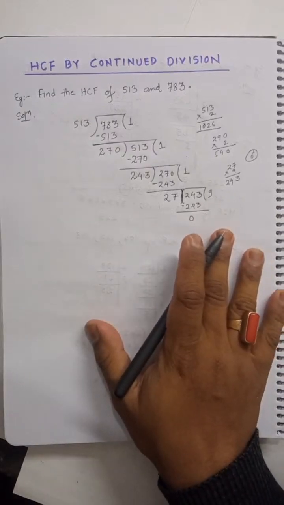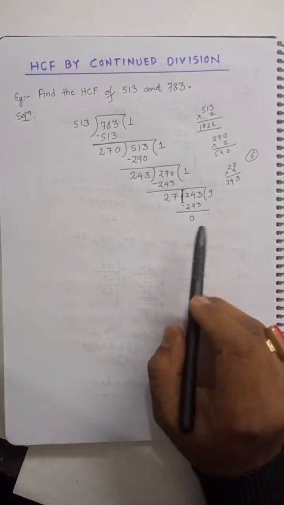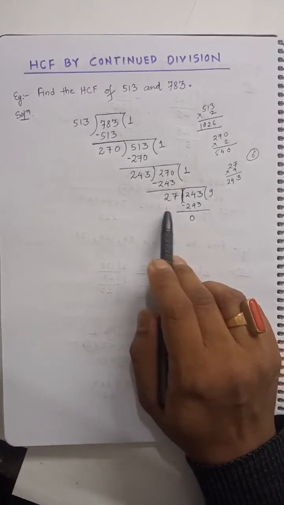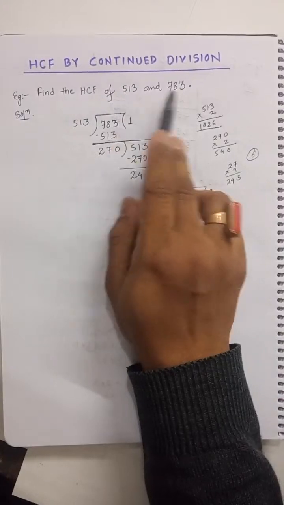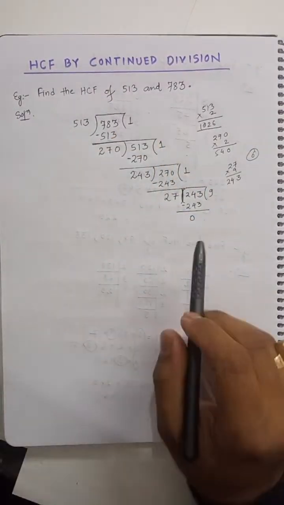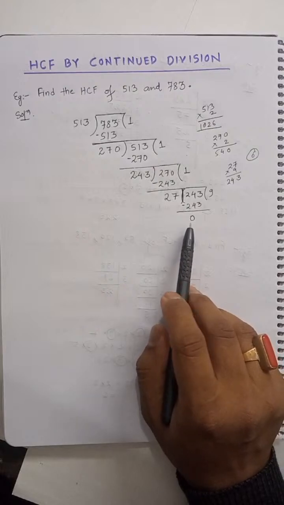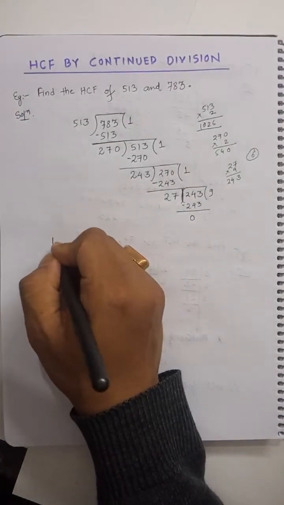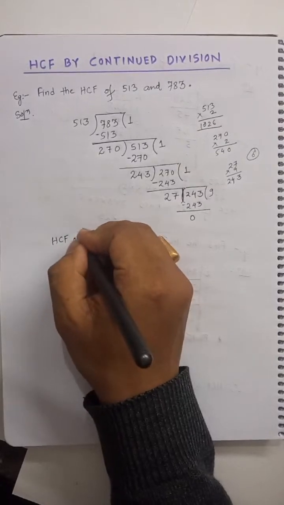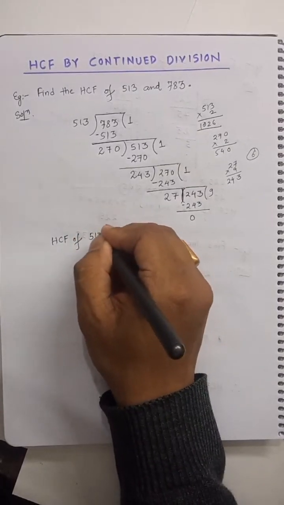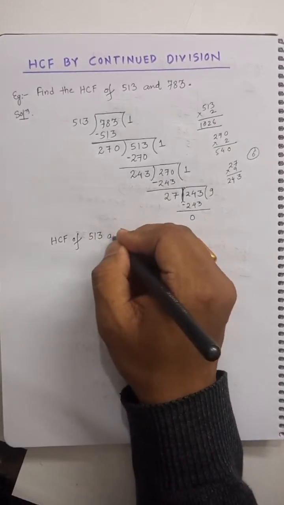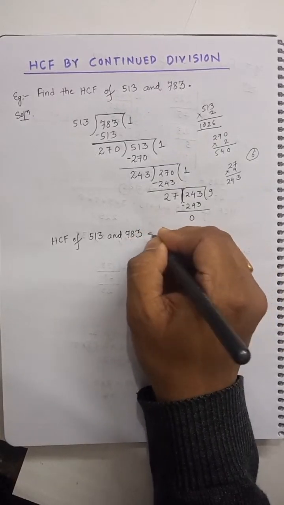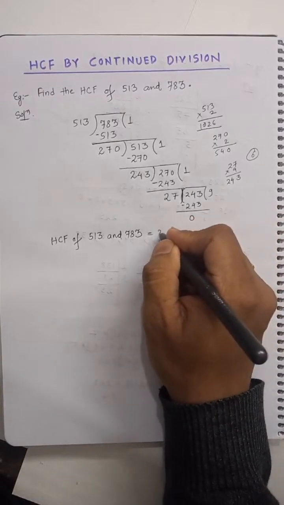Now what will be our HCF, or the highest common factor? The point where the remainder becomes 0, we have a divisor. So this divisor becomes the HCF of the two numbers. Okay, let me repeat it. The point where the remainder becomes 0, the divisor becomes the HCF of the two numbers. Okay, so HCF of 513 and 783, you may write, or I am writing, equal to 27. Okay.